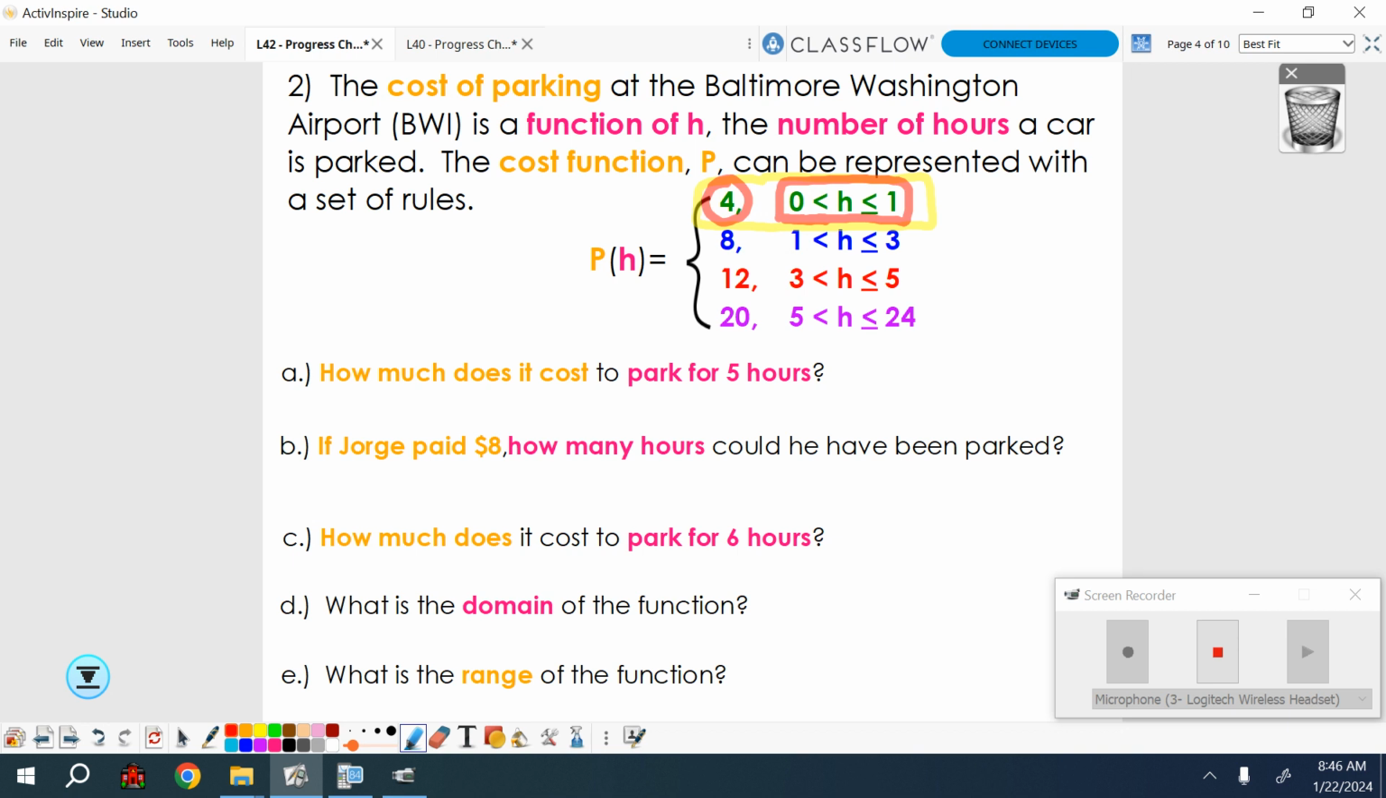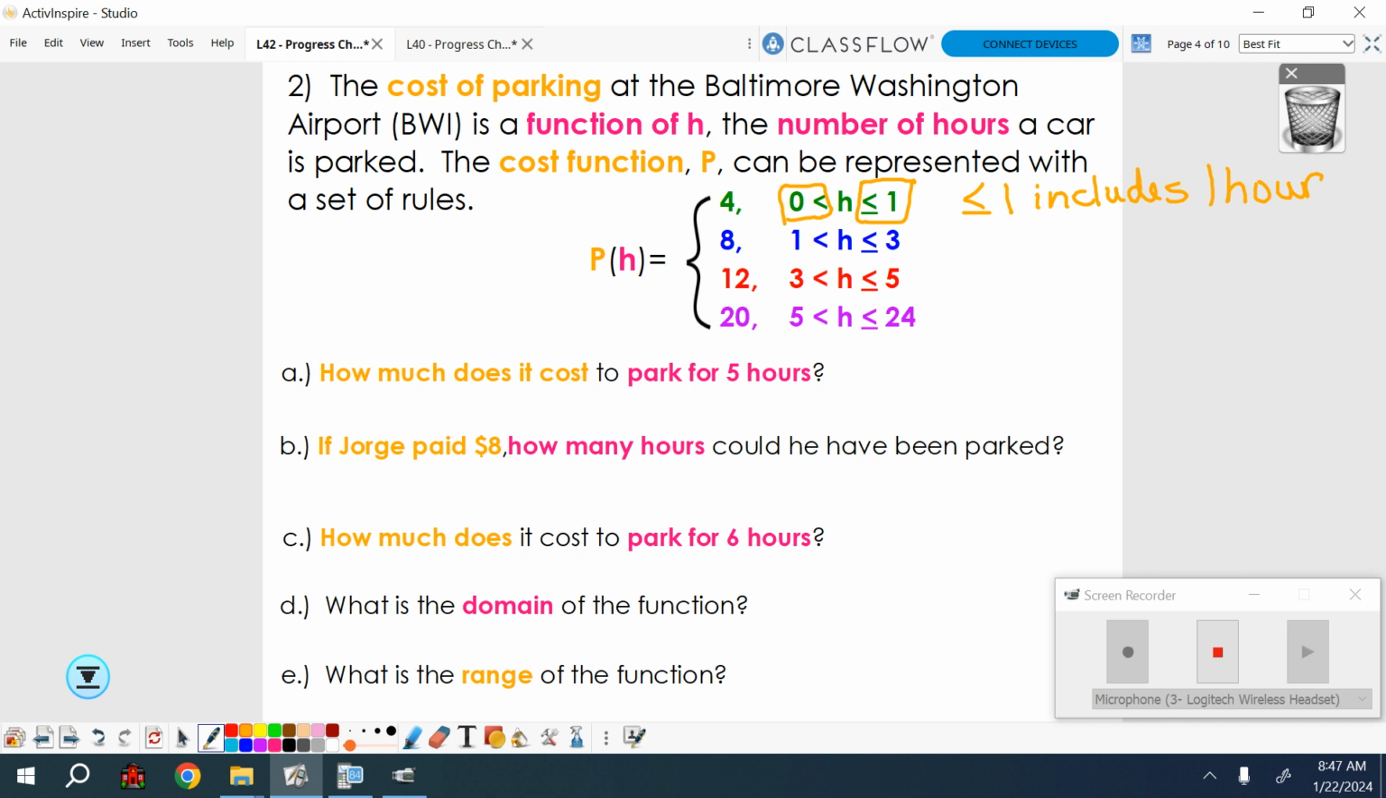Okay, now it gets a little tricky because when you look at this, what I want you to notice is that some of these times repeat. So we've got 1 hour listed twice, and we have 3 hours listed twice. But they're not actually listed twice, and the reason has to do with this symbol. If you look at this symbol, this is less than or equal to 1. That means this includes 1 hour. So for this first time period, it's more than 0, but including 1 hour.